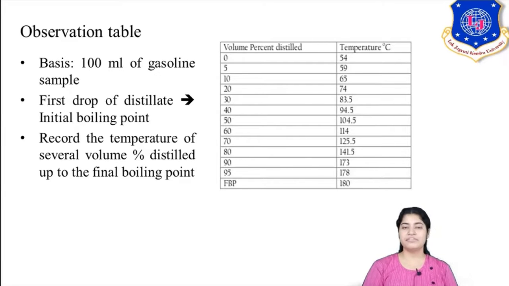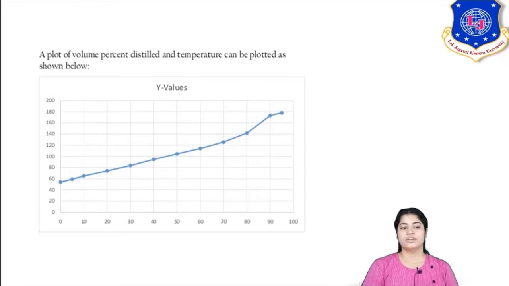For example, when 5% of distillate was collected, what was the corresponding temperature? I have to do this experiment till the final boiling point. So I will get a table of observation data for volume percent distilled and the corresponding temperature. Now plotting this graphically, the graph is temperature versus percent volume distilled. Now plotting this data, I get my results as follows.